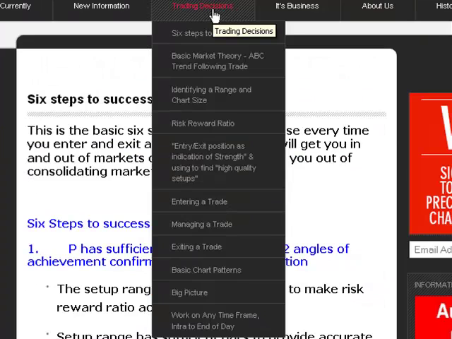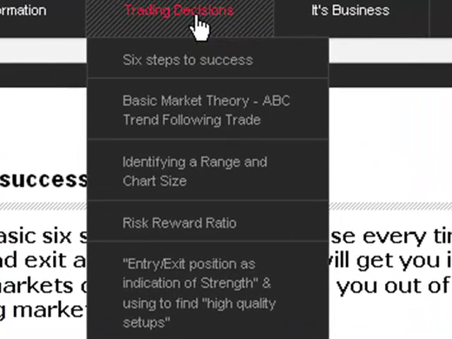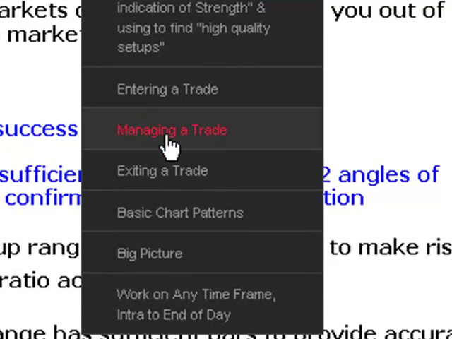Each one of these 6 steps described so far are described in far greater detail in each section through here.